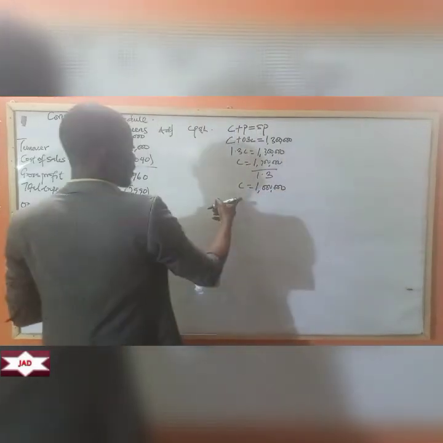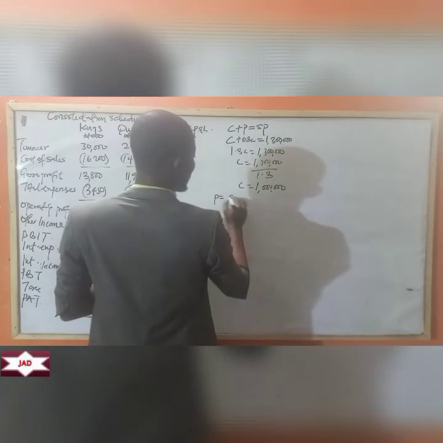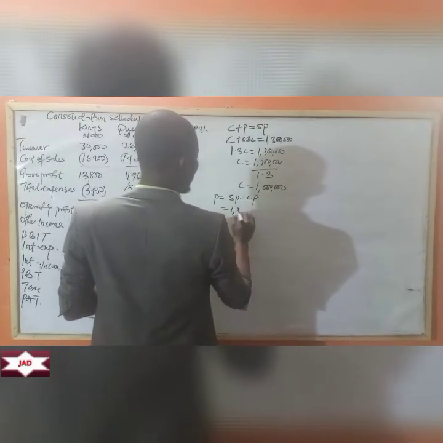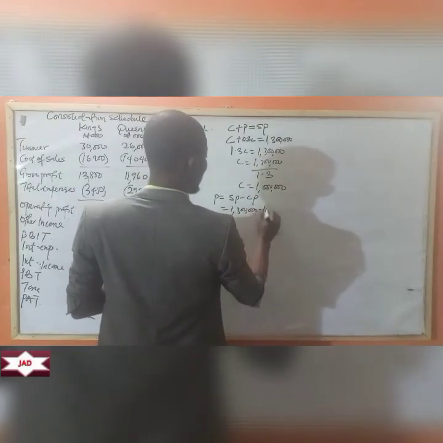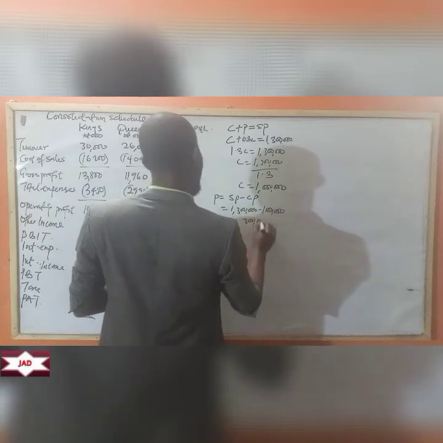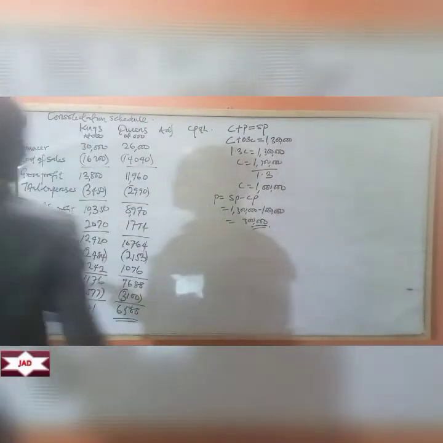So this is the cost price, right? So that means our profit to be what? Selling price minus cost price. That is 1,300,000 minus 1 million, right? So that would be 300,000. So we have the selling price and the cost price.